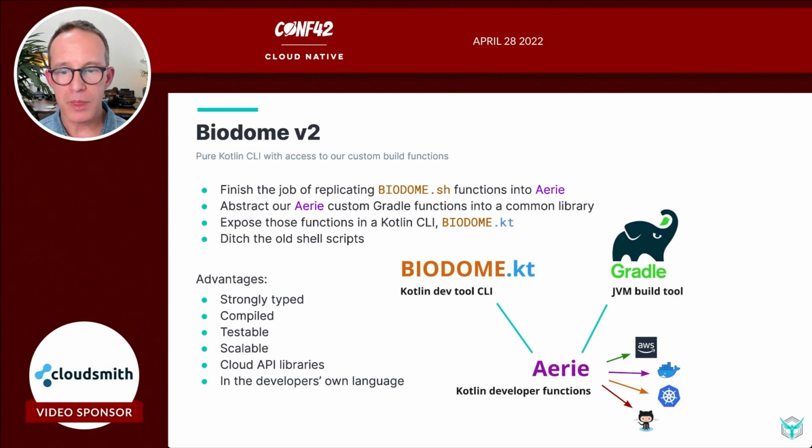The advantages, at least to us, were super clear. Now we can write all of these build functions in a strongly typed language that's compiled and testable, and it's much easier to scale. We can grow this thing to a very large size, and we know JVM languages can handle large applications. We can directly access these cloud API libraries, so we can manipulate AWS and Docker, Kubernetes, GitHub, anything else that comes along. And it's all written in the developer's own language, the language of our platform, Kotlin. So it's accessible to everybody to use and to manipulate and to add on to and build on.